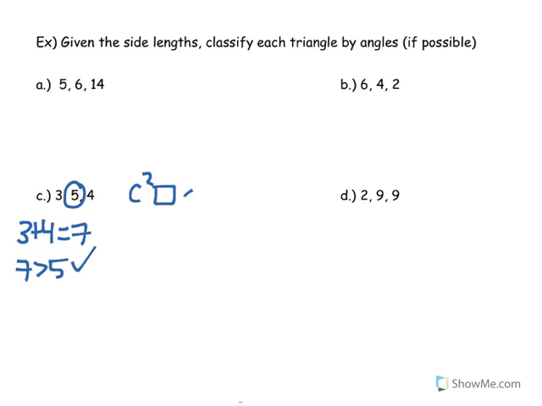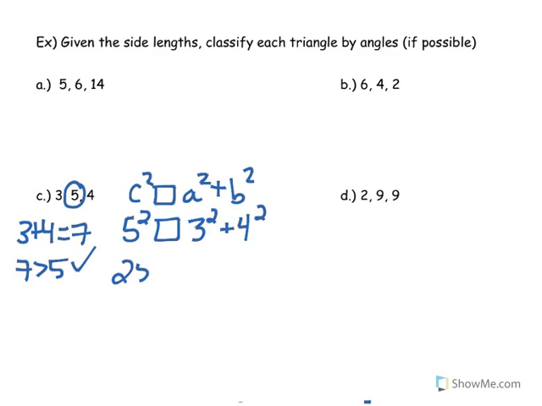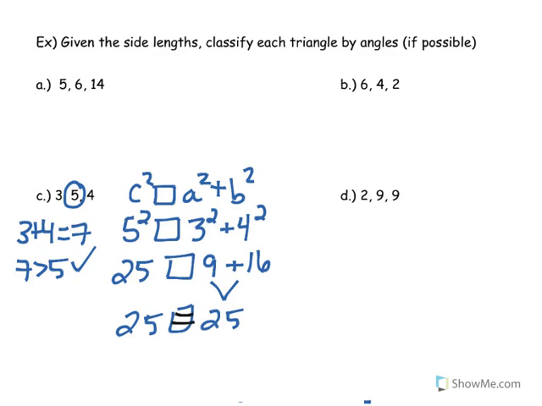C squared, how does that compare to A squared plus B squared? So C is 5. 5 squared, how does that compare to 3 squared plus 4 squared? 5 squared is 25. 3 squared is 9. 4 squared is 16. 9 plus 16 is 25. So C squared was equal to A squared plus B squared, and looking up at our notes, we know that means that the triangle is right. Okay, so this actually forms a right triangle.